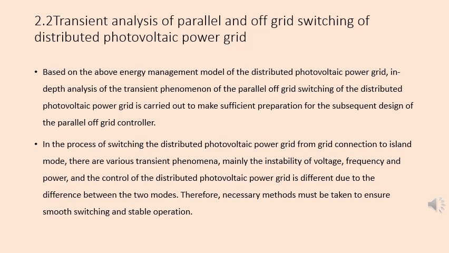In the process of switching the distributed photovoltaic power grid from grid connection to island mode, there are various transient phenomena, mainly the instability of voltage, frequency and power, and the control of the distributed photovoltaic power grid is different due to the difference between the two modes. Therefore, necessary methods must be taken to ensure smooth switching and stable operation.